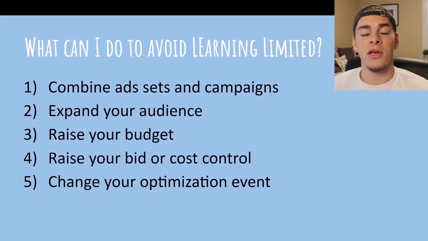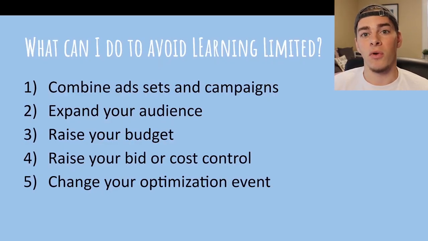Number four, raise your bid or cost control. Now I've done this. It's not really a viable solution if you find that sweet spot in your bid cap or your cost cap and you are executing manual bidding and you find a really, really good bid in the auction that's helping you get a ton of conversions at a really affordable cost. So to me, this isn't a viable solution. I've done it. It's gotten out of the learning limited phase for a couple of days, but then went straight back in, as a lot of these other solutions that Facebook tells you will yield.